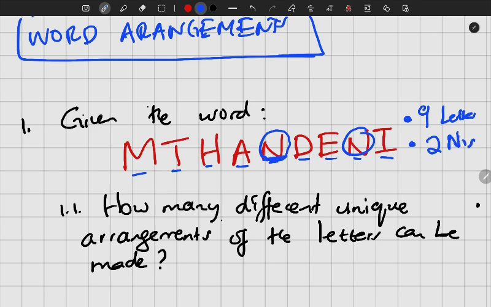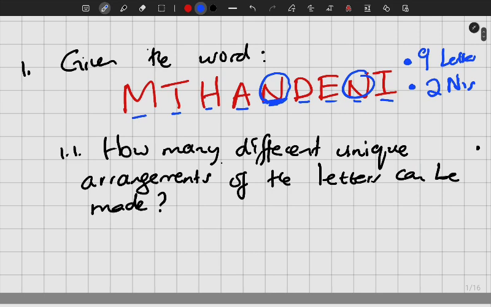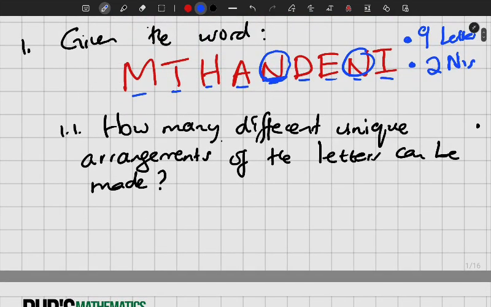Okay, we can now move to our first question. They're asking how many unique arrangements of letters can be made. Basically, that's how many different words we can create from this word, Mtandeni, by just rearranging the letters. So the principle there is always going to say the number of arrangements, A, without any restrictions.